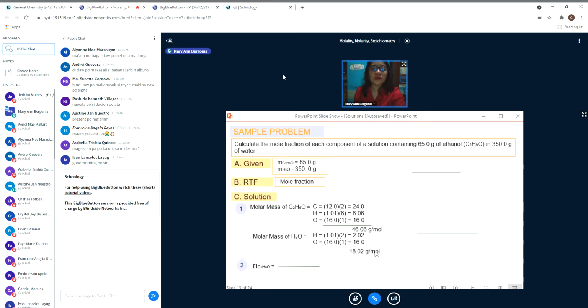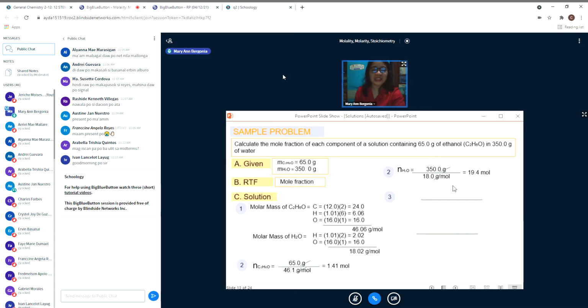Then, step 2, compute natin si mole. 65.0 grams, that is the mass, divided by the molar mass, which is 46.06 gram per mole. Kaya siya naging 46.1 kasi kinonvert ko na dahil 3SF lang tayo. Next, cancel grams, that will give us an answer of 1.41 mole. Next, step 2 pa rin tayo, the mole of our H2O. We have 350.0 grams divided by 18.0 kasi 3SF lang tayo. So, cancel grams ulit tayo. That will give us an answer of 19.4 mole.